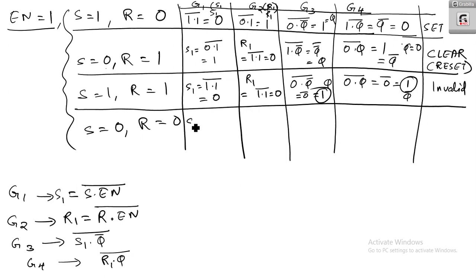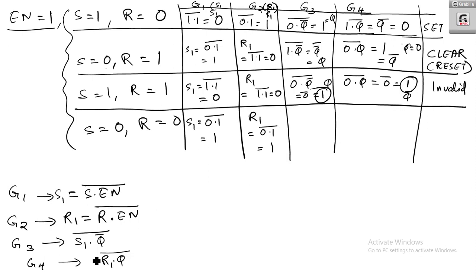So here what is S1? In the case of S1, S dot enable, the whole bar. That is 0 dot 1, the whole bar. That is 0 bar, that is 1. Now what is R1? R1 is equal to R dot enable. That is 0 dot 1, the whole bar, which is equal to 0 bar. That is again equal to 1.